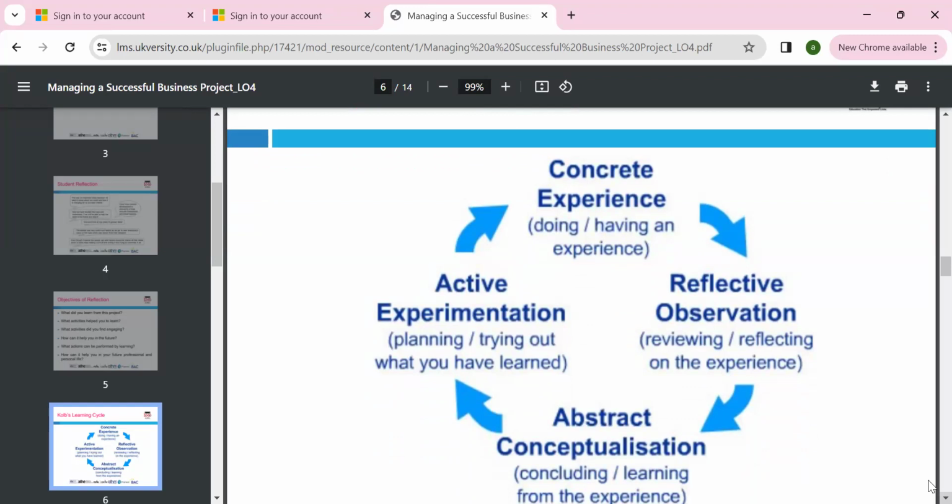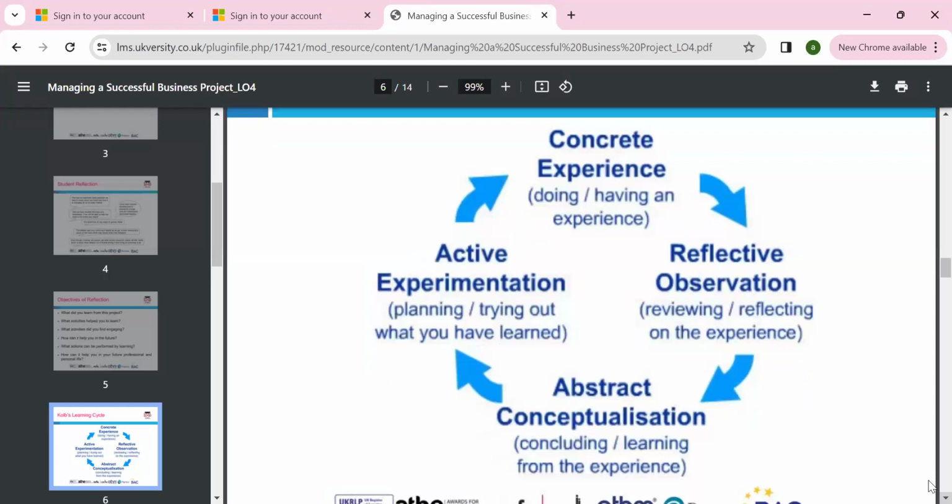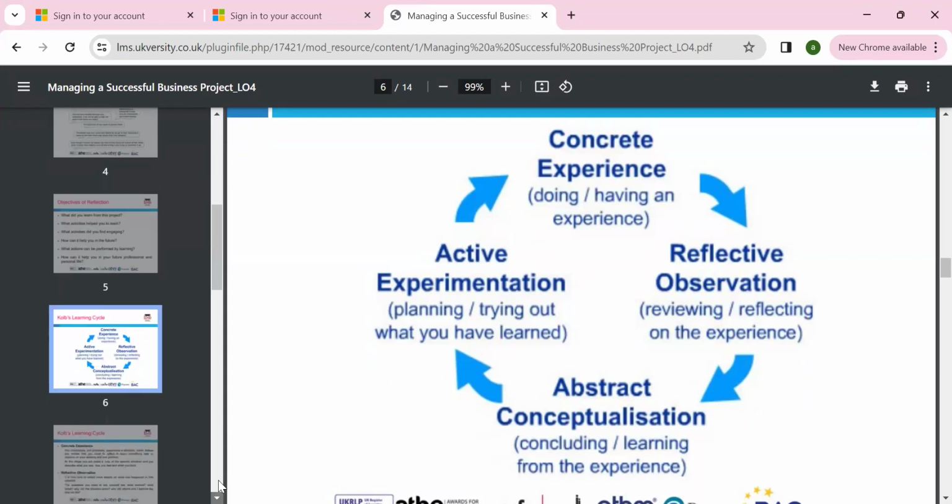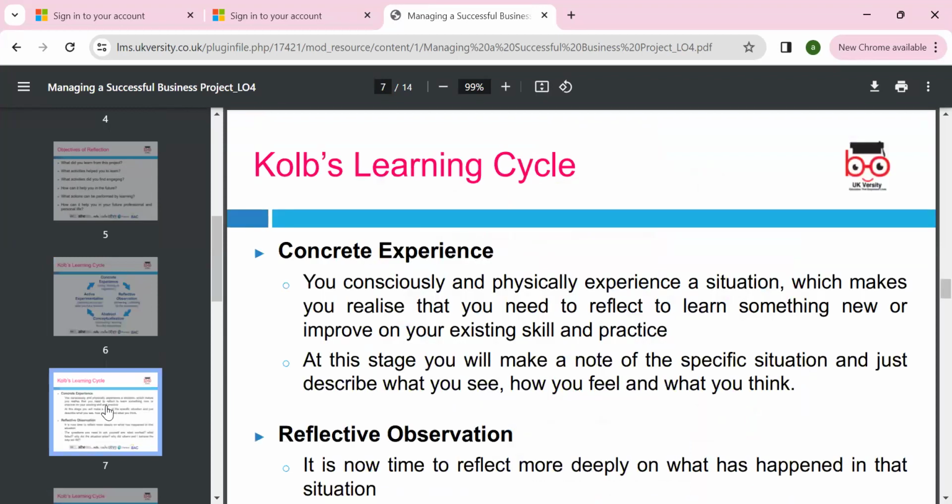So this is called the experiential learning experience as well. Reflective observation: reviewing and reflecting on the experience. Abstract conceptualization: concluding learning from the experience. And planning and trying out what you have learned, that's active experimentation. So we'll carry on. These are the four learning cycles. This never stops, it carries on. It's a cycle. So we can learn, we can reflect, and we can carry on getting new experience.